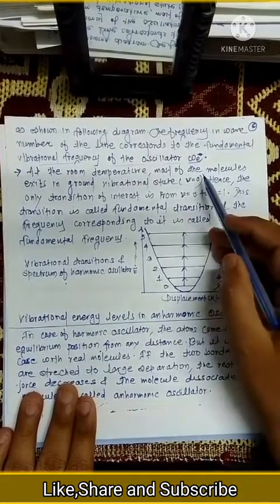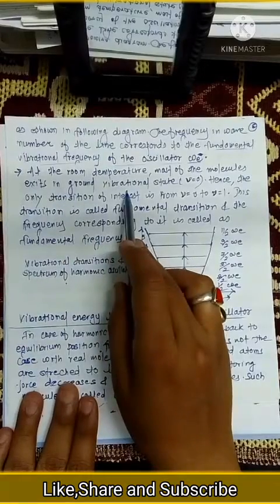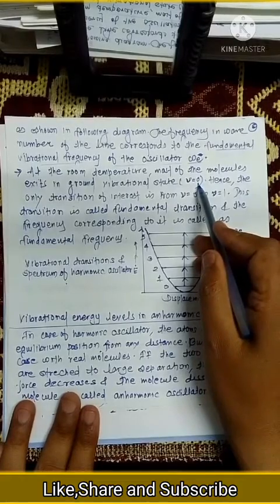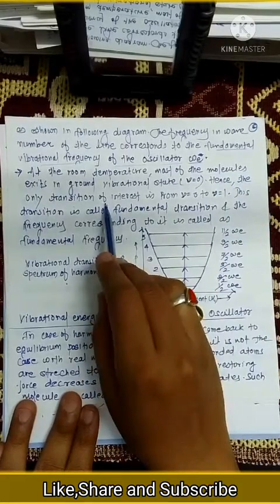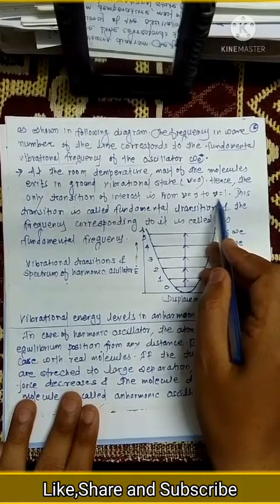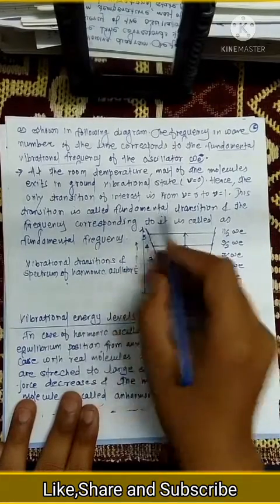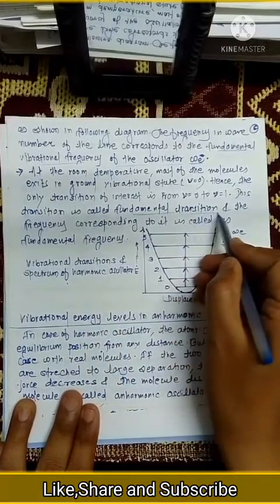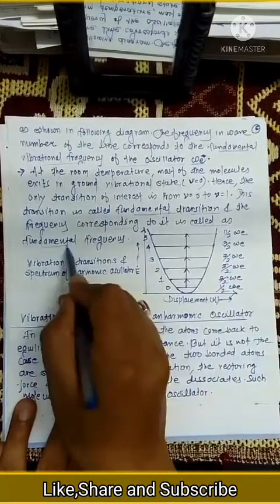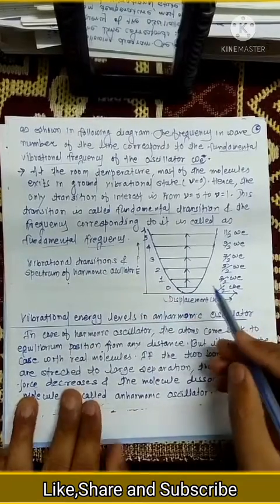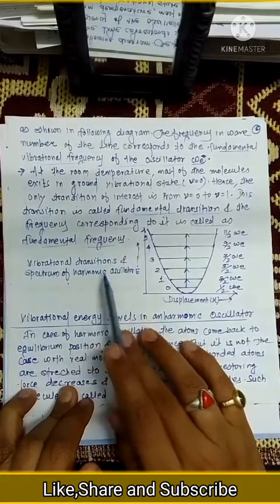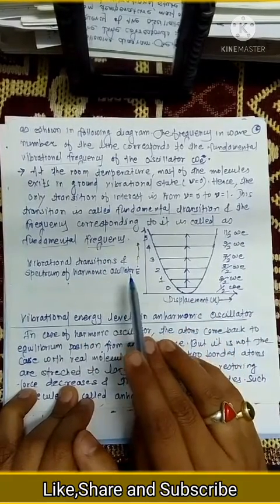At room temperature, most of the molecules exist in the ground vibrational state. So, ν is equal to 0. Hence, the only transition of interest is from ν 0 to ν 1. This transition is called the fundamental transition, and the frequency corresponding to this transition is called the fundamental frequency. It is important. This is the diagram for vibrational transition and spectrum of harmonic oscillator.